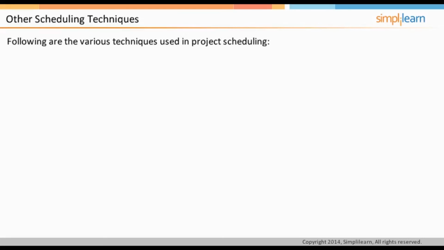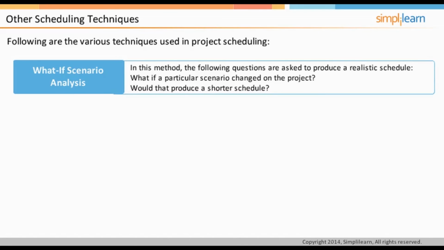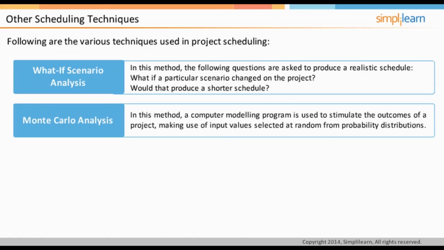There are several techniques that are used in scheduling projects. What-if scenario analysis. In this technique, questions like, what if a particular thing changed on the project? Would that produce a shorter schedule? are put forth to understand the impact of specific changes on the schedule. The goal is to produce a realistic schedule. Monte Carlo analysis. In this method, a computer simulates the outcomes of a project, making use of randomly generated values that map the probability distribution of the input variables. Together, these 2 techniques are called modeling techniques.